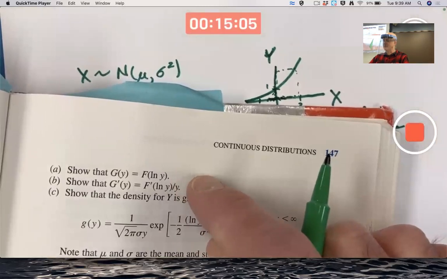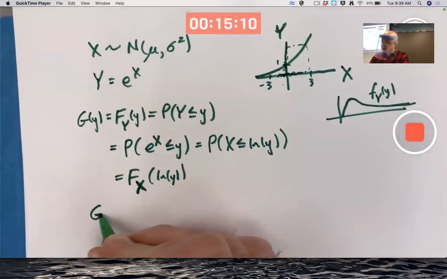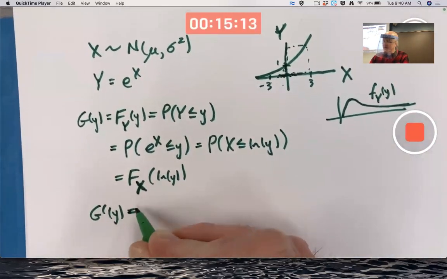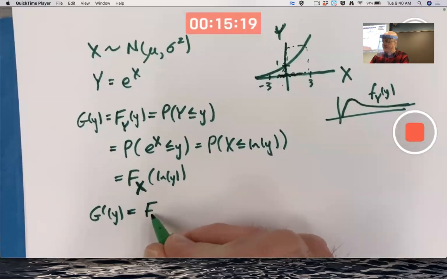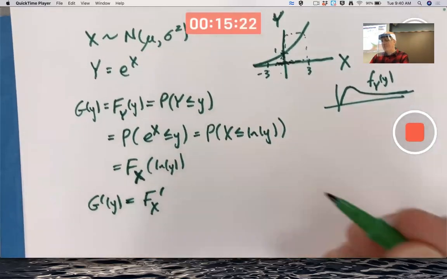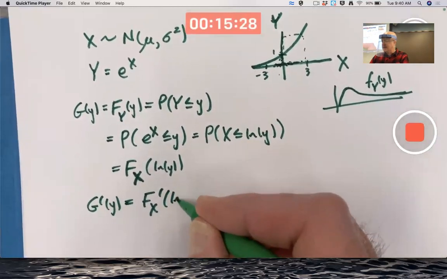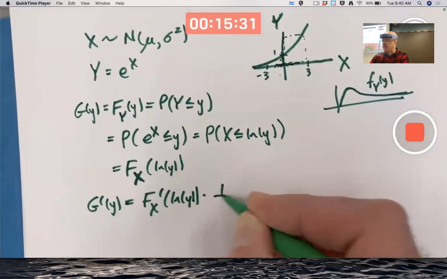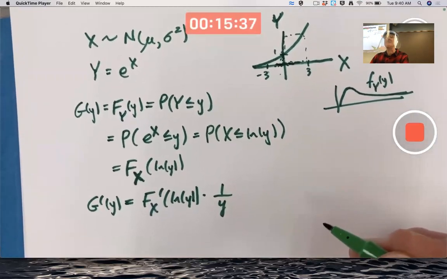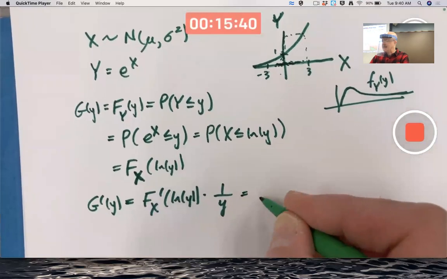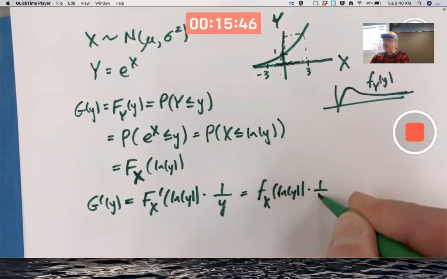Part B, differentiate it. Find the PDF. Just got to use the chain rule. Capital G prime of y equals the derivative of this function, natural log of y is the inside function. I'm going to go ahead and keep using the subscript. Capital F sub X prime of the inside function times the derivative of the inside function. The derivative of natural log of y is 1 over y. That does part B right there, just the chain rule. You could also write this as little f sub capital X of natural log of y times 1 over y.